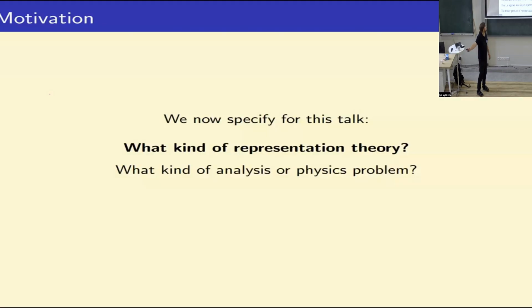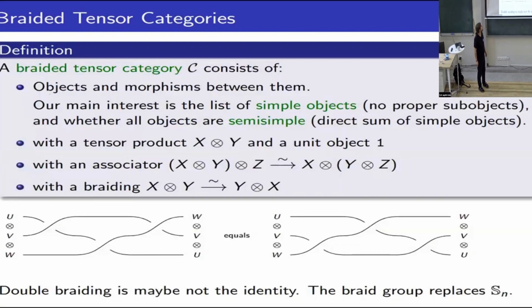So let's now specify for this talk what kind of representation theory we mean and what kind of analysis problem we mean. Let's start with representation theory, and we have this in the previous talk by Chelsea. A braided tensor category consists of what? It consists of certain objects, like these 2L plus 1 dimensional representations before, objects and morphisms between them. And our main interest is a list of simple objects, the building blocks.